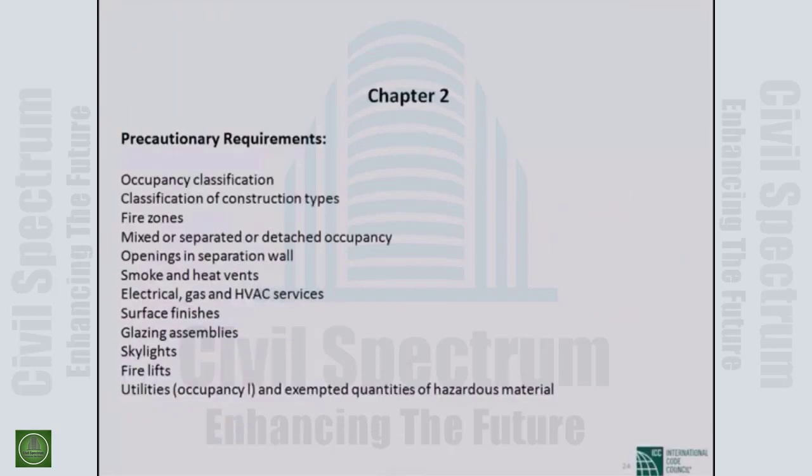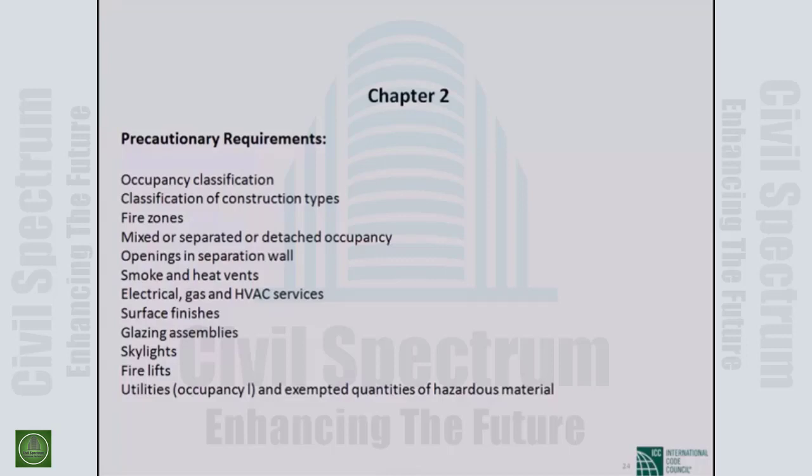Now I would like to go to chapter 2. I have just finished chapter 1, which was in part 4. Now I go to chapter 2, which will give you some idea about the precautionary requirements which you have to do for your building. So before going to that, you have to know some building occupancy classification, classification of the construction type, fire zone, and fire separation.